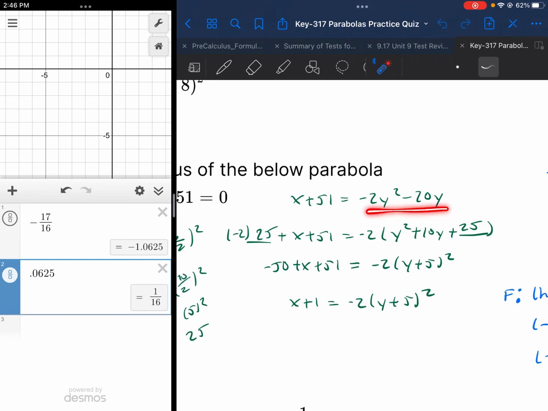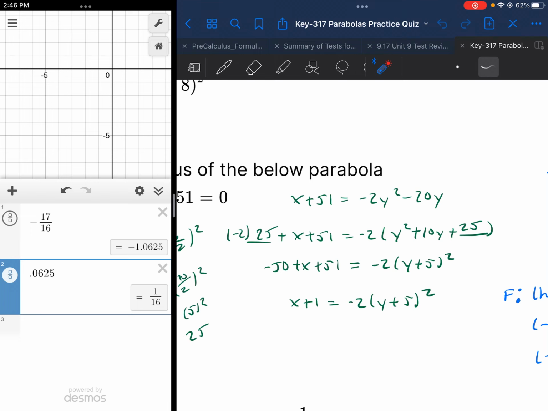Now looking at this, we're going to complete the square on the right side, factor out the -2 for starters. When you factor out that -2, you end up with y squared plus 10y. And just remember that factoring is like division. So if I'm factoring -2, I'm taking those terms and dividing them by -2. So here we get y squared, here we get positive 10y.